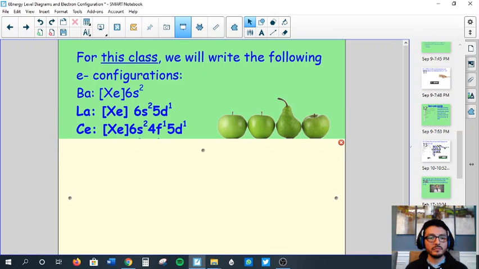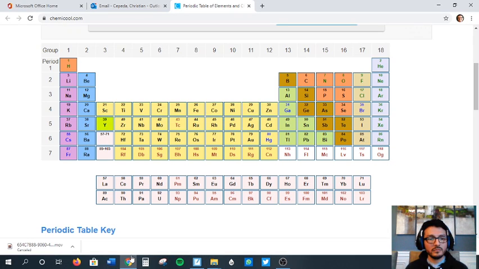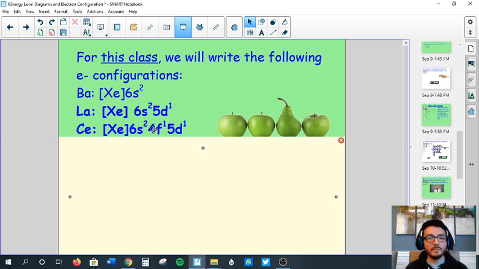Next, we have cerium. We had lanthanum, then cerium. This is the electron configuration for cerium. That's where our f block begins, but only for a moment, you'll see. So 6s2, now f goes before that, right? And we still have that one d electron.